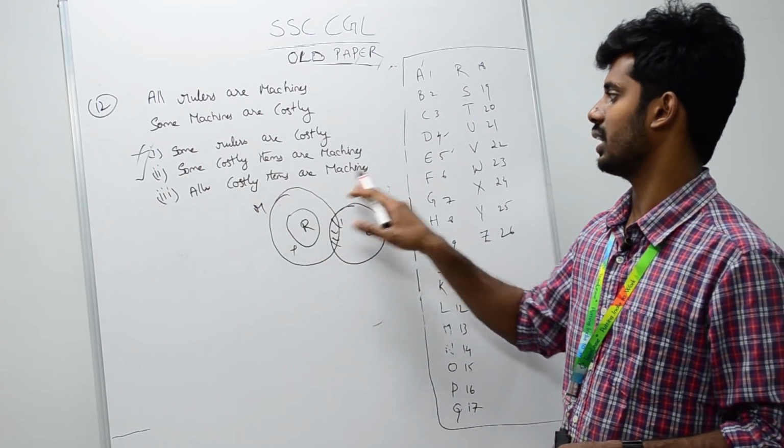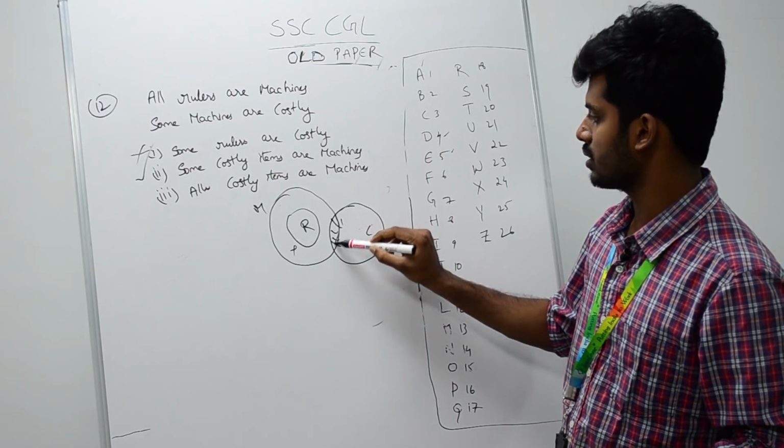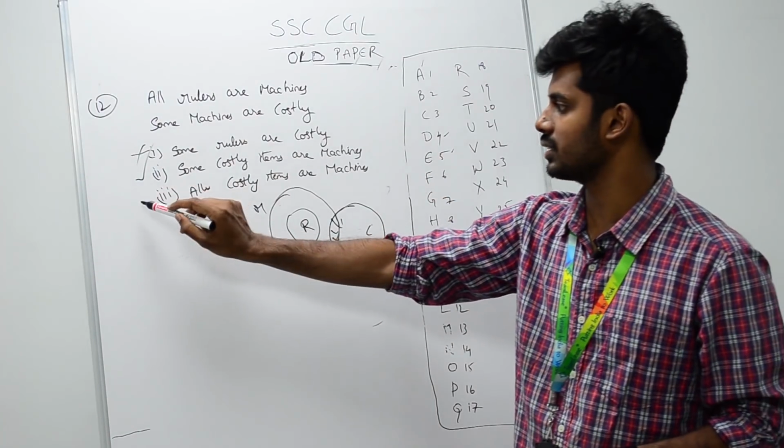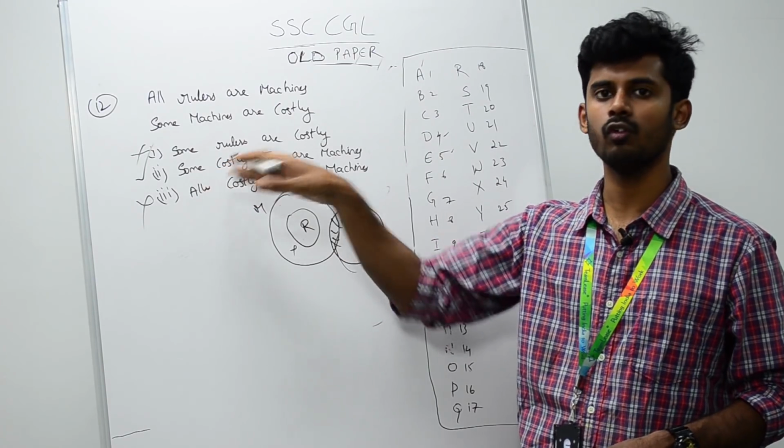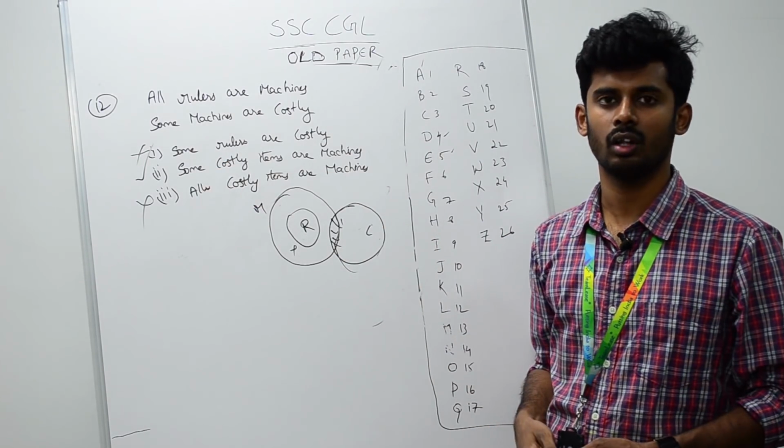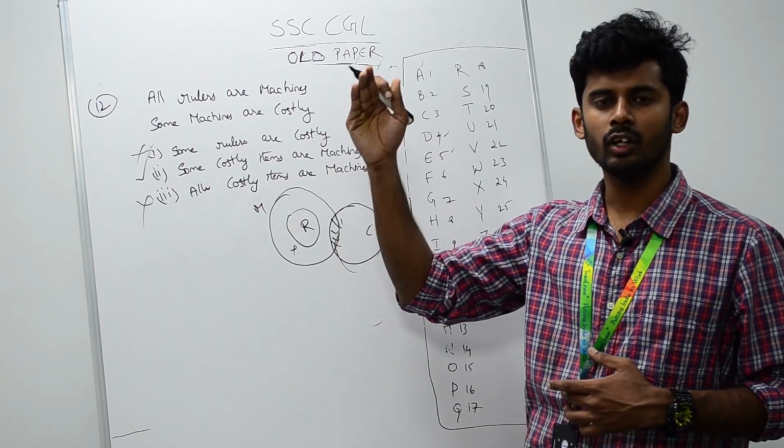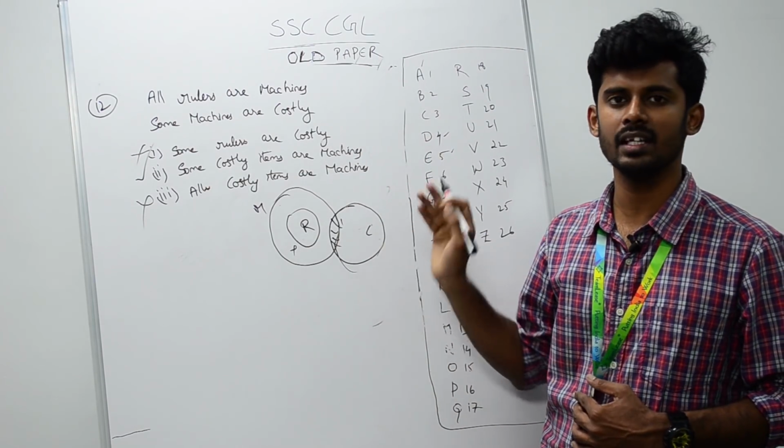All costly items are machines. This whole section is not machines, so this is also wrong. So only conclusion 2 follows. So that is how you are going to solve this. Don't think in your brain, just keep it on paper. You can easily solve this kind of questions.